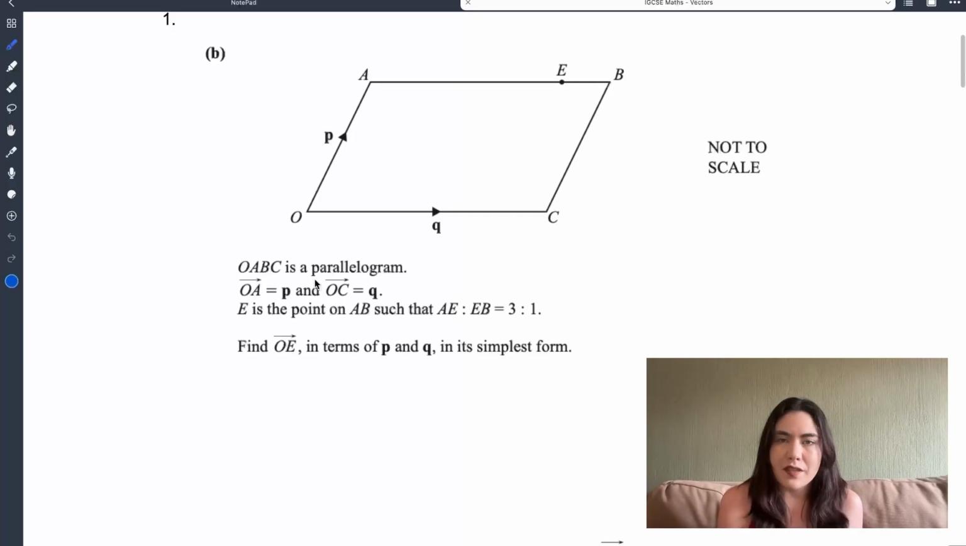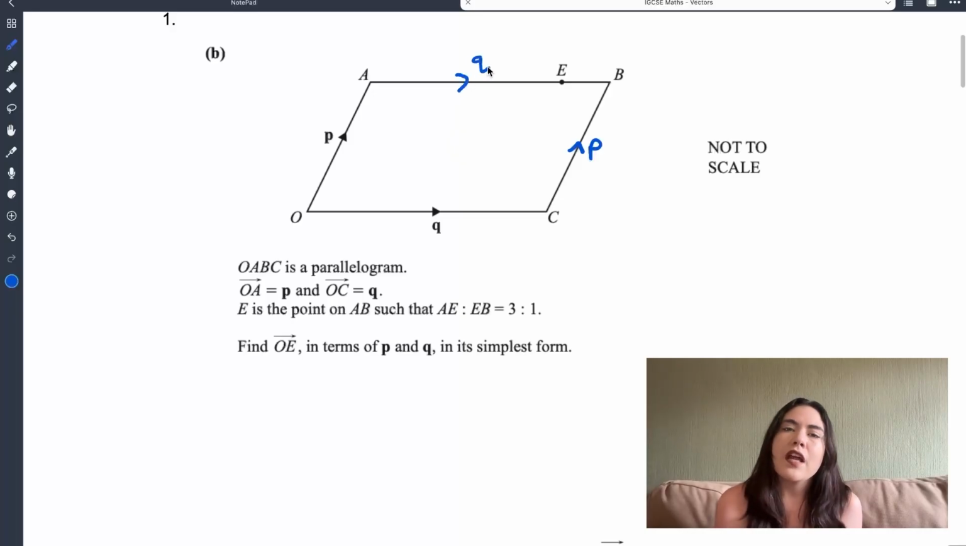So let's investigate. Again, I love the word investigate before we answer. OABC is a parallelogram, as we can see. So what do we know about parallelograms? Well, we know that opposite sides are parallel. That means that if OA is P, then BC is also P, because they are parallel. The same can be said that OC is Q, so AB must also be Q.